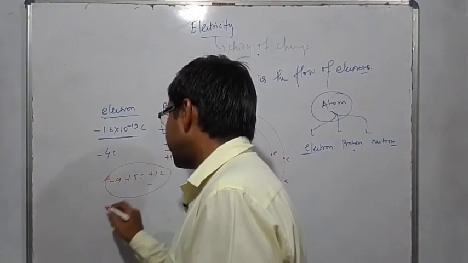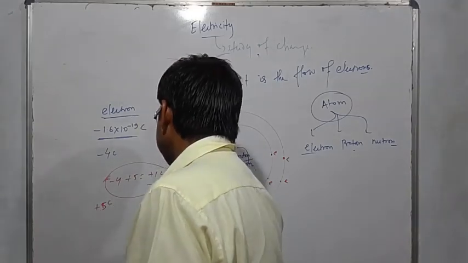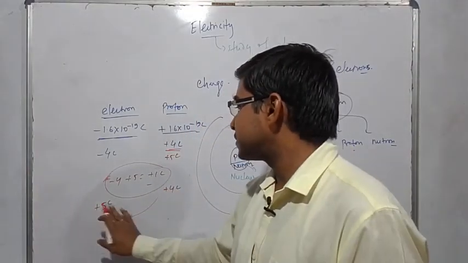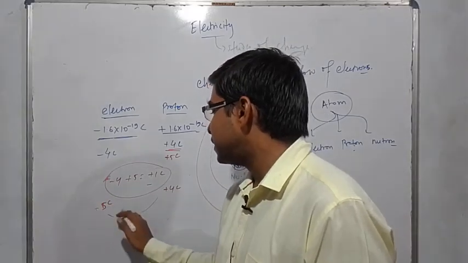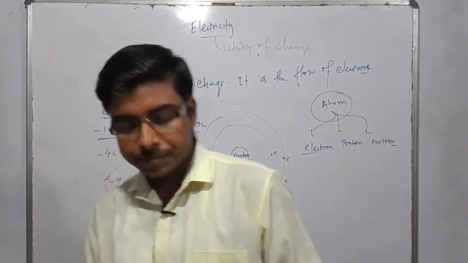If I somehow increase the value of electrons and the value of protons remains the same, you can see the difference is minus 1 coulomb. So you can say the body is negatively charged.